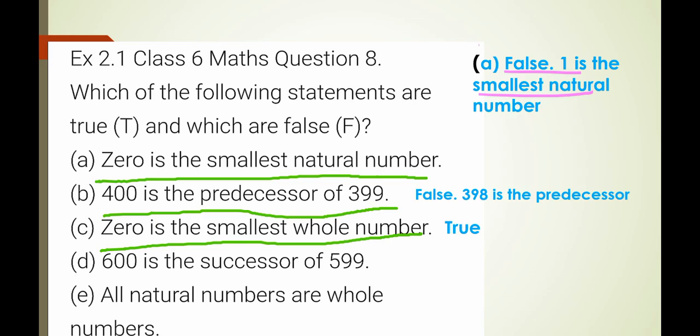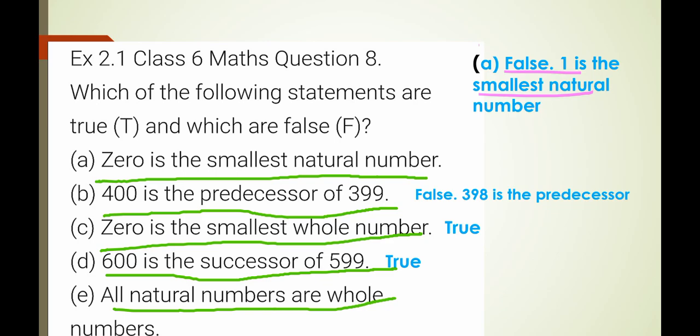So that is true. 600 is the successor of 599. True or false? Yes, it is true. 600 is the successor, right? After 599, what's the next number? 600.